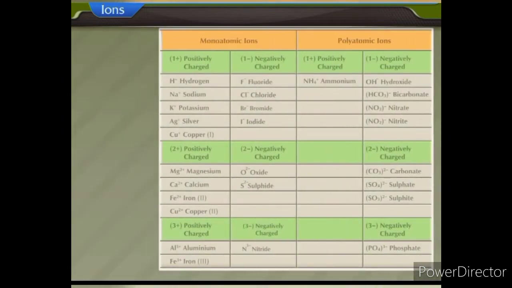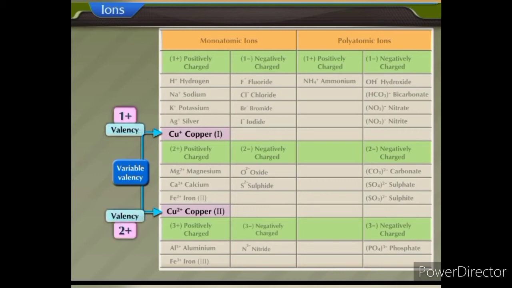There are some elements which show variable valency. For example, copper shows 2 valencies, that is 1+ and 2+. Copper ion with 1+ valency is called cuprous ion and is written as Cu(I). Copper ion with 2+ valency is called cupric ion and is written as Cu(II). The Roman numbers written in brackets indicate the valency of the ion.